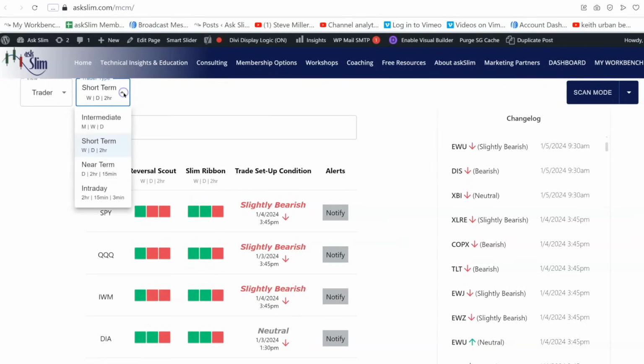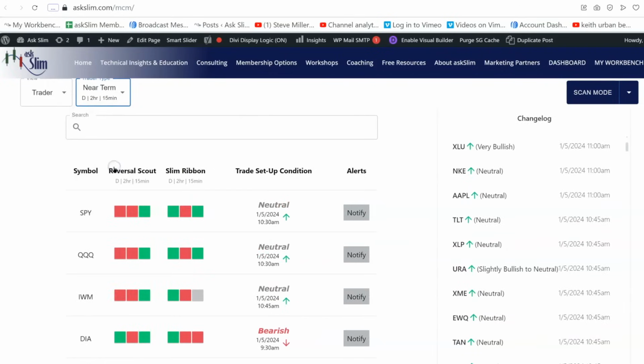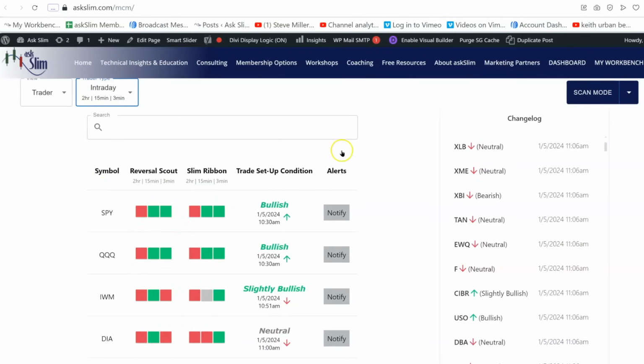If you were just a swing trader over a couple days, you'd use the near term. And these right now are giving you neutral readings because the market is bouncing right now. So there's really nothing in there. And if you're a little intraday trader, you can see the intraday traders turn bullish here, but the Dow is not getting enough of a bounce. So that is still neutral.